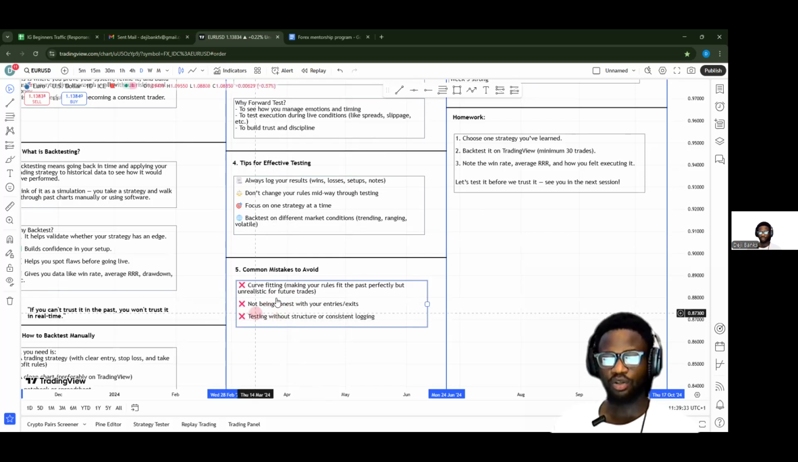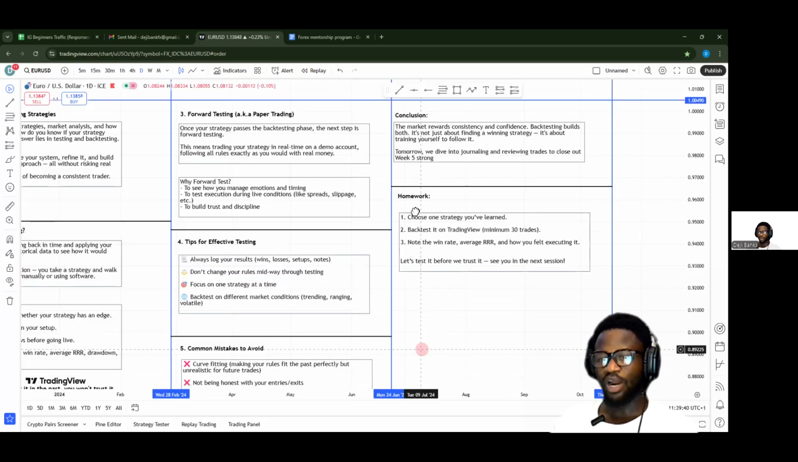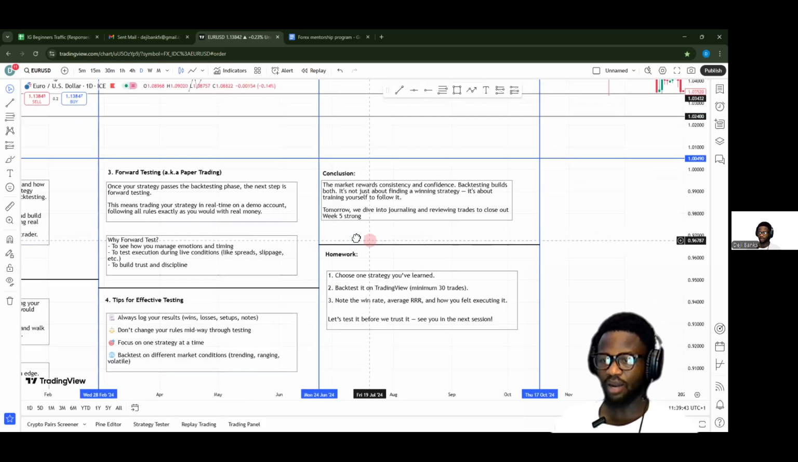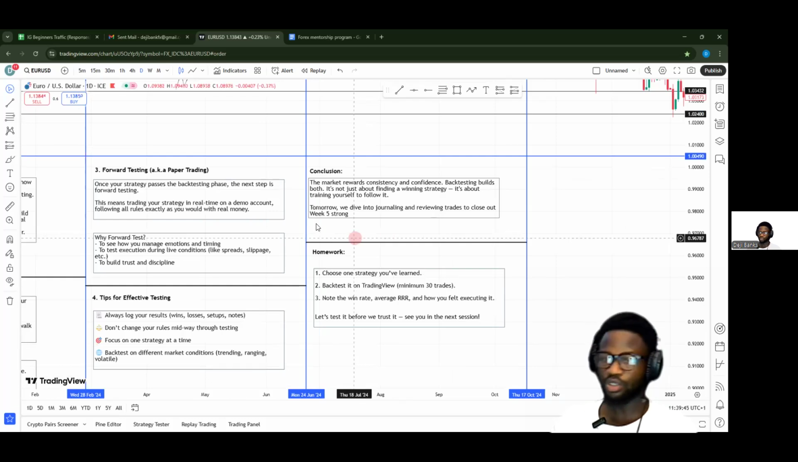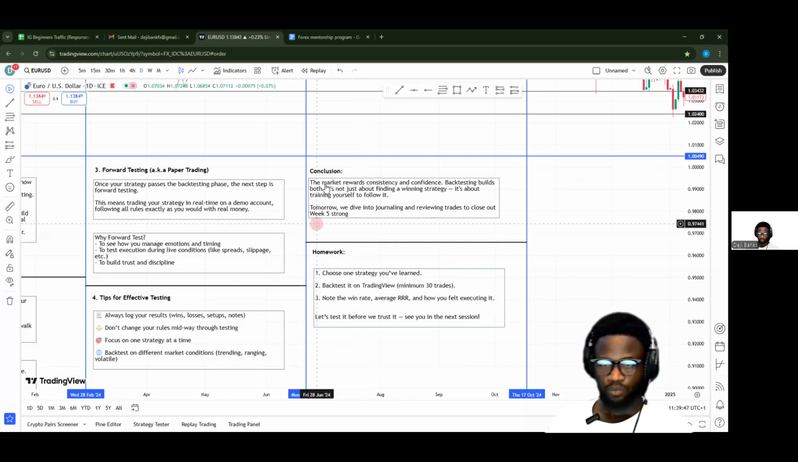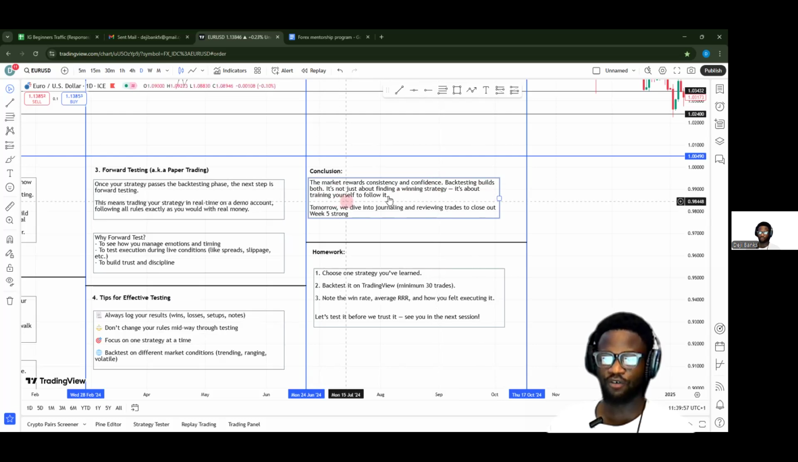Second thing is not being honest with your entry and exit, like what I just said. And lastly, testing without structure or consistent logging. What are you looking for in the market? Are you writing them down? Make sure you do all of those. And then in conclusion, the market rewards consistency and confidence. Backtesting builds both. It's not just about finding a winning strategy, it's about training yourself to follow it.